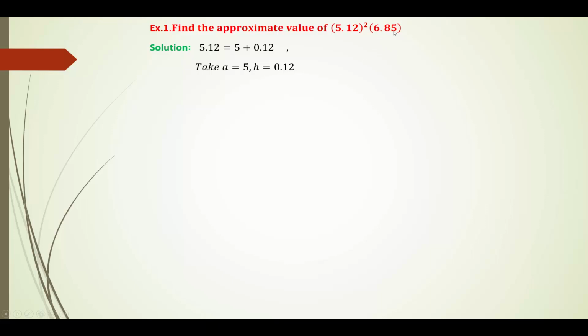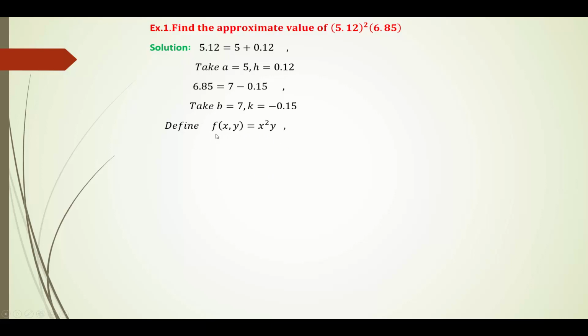Next, write the value 6.85 as 7 minus 0.15. So b is equal to 7 and k is equal to minus 0.15. So take b equal to 7 and k equal to minus 0.15. Now define a function in this form: f(x,y) is x²y.